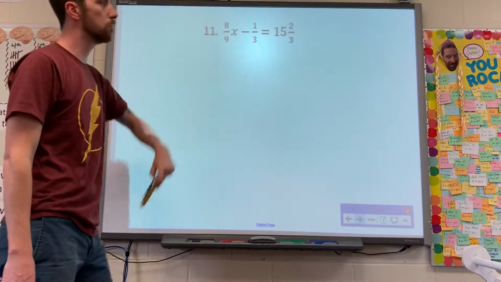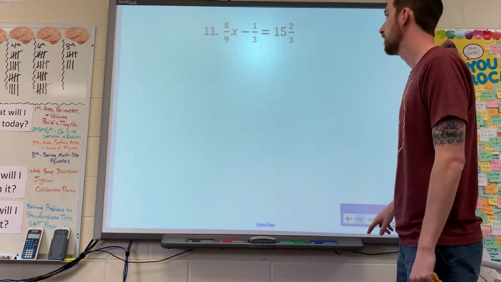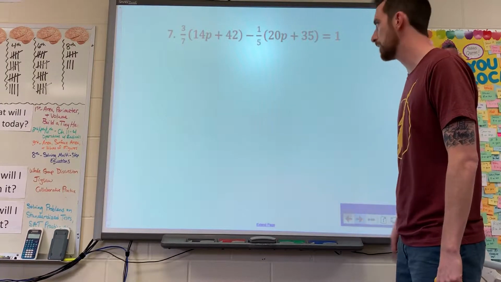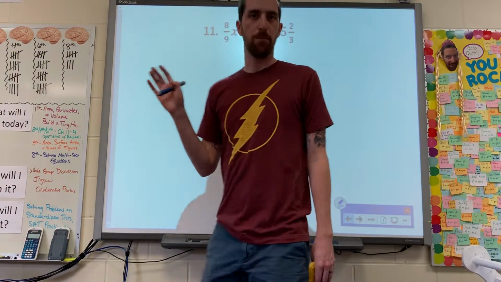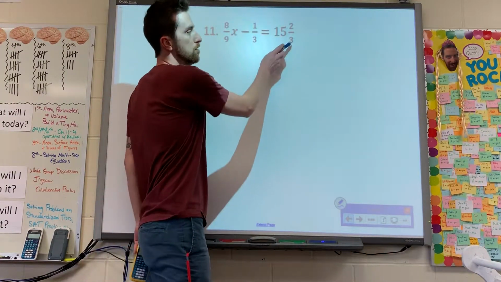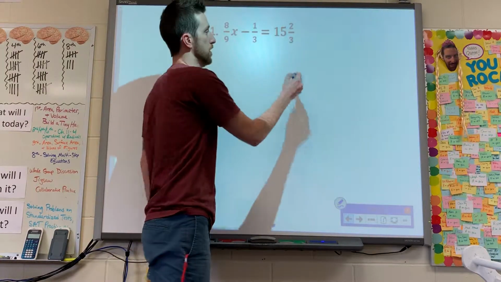All right, number 11. And this might be the last one we do. Let me double check. Yeah, this will be the last one we do. We got to get it all in proper. So that 15 2/3 is the googly part. So remember, you do 3 times 15, which is 45, plus 2 is 47.